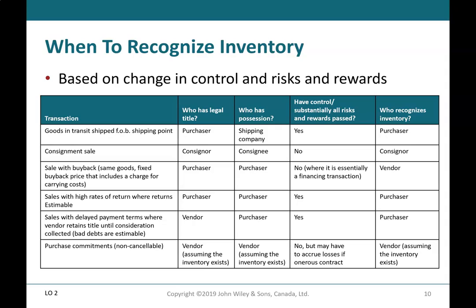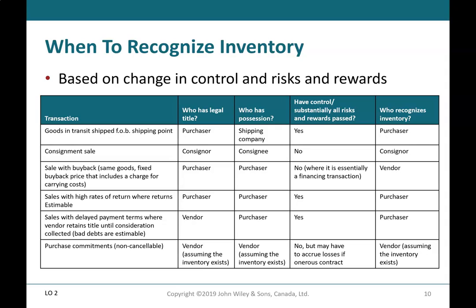When to recognize inventory, based on change in control and risks and rewards. Transaction: goods in transit shipped FOB shipping point. Who has legal title? Purchaser. Who has possession? Shipping company. Have control, substantially all risks and rewards passed? Yes. Who recognizes inventory? Purchaser.